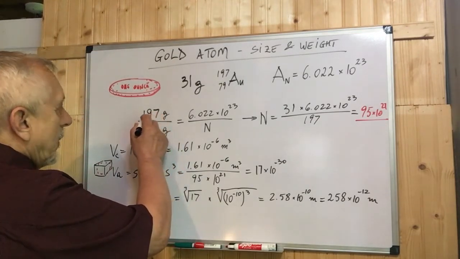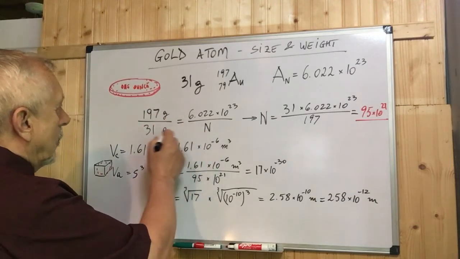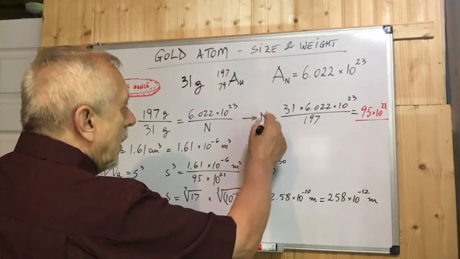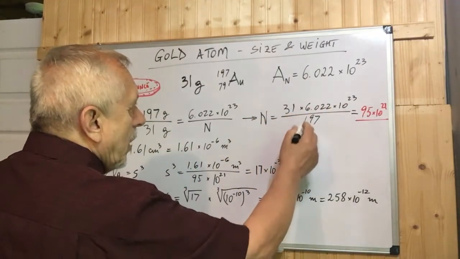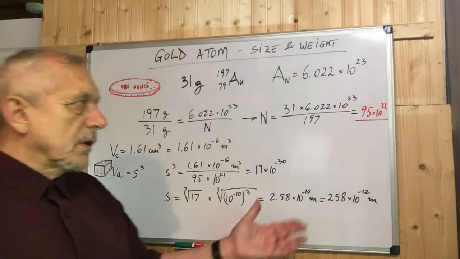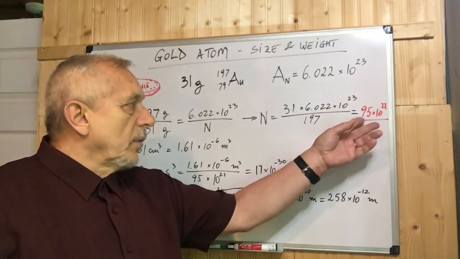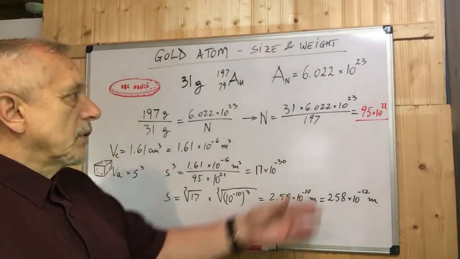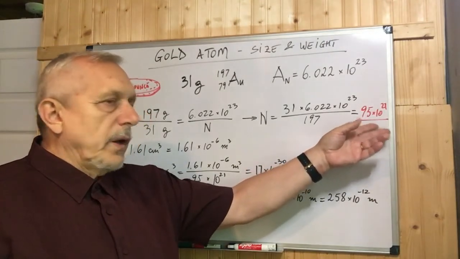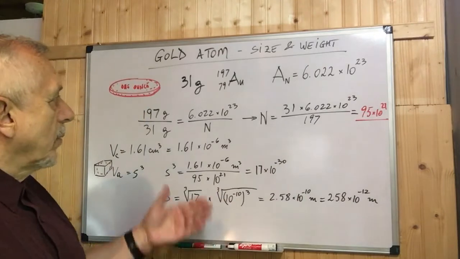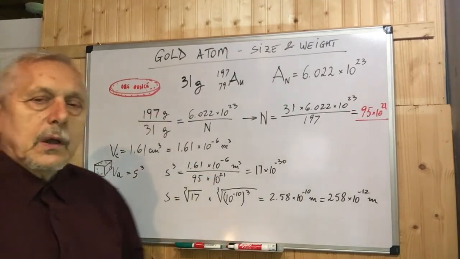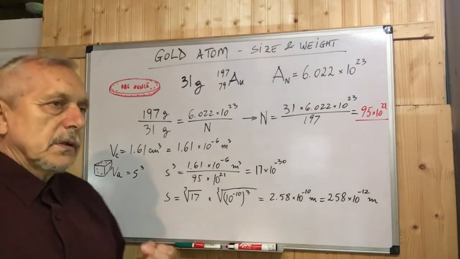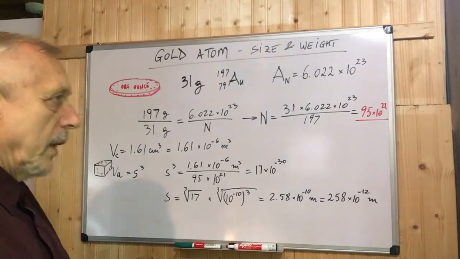You can do a cross multiplication, 197 times n equals 31 times this. And from here we divide by 197, we get the number is 31 times the Avogadro number over 197. Using a calculator, we get this number, 95 times 10 to the power of 21. So that's the number, 95 followed by 21 zeros, the number of atoms in a gold coin of this size. Now let's see if we can find out the size of the gold atoms in this case.